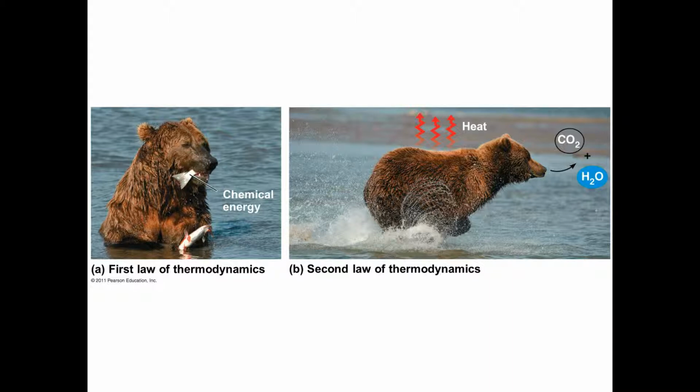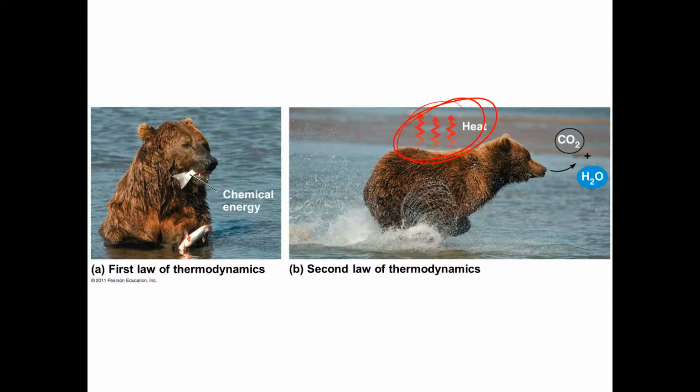The second law of thermodynamics has to do with the fact that entropy is increasing, the state of disorder, always going towards a state of disorder. What this also means is that your metabolic processes are not perfect. The bear breaking down the fish and capturing the energy stored in that fish isn't going to capture 100% of the energy. A lot of that energy is going to be released in the form of heat through cell respiration.